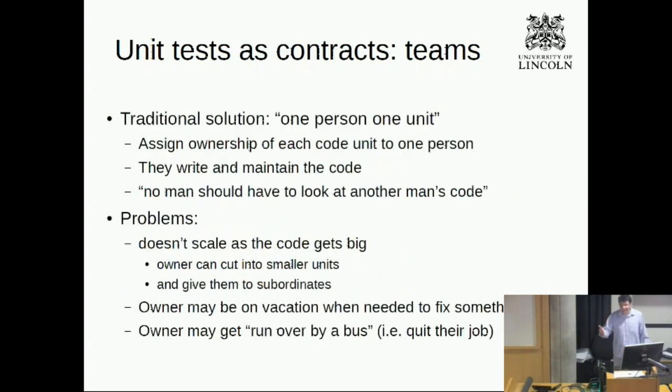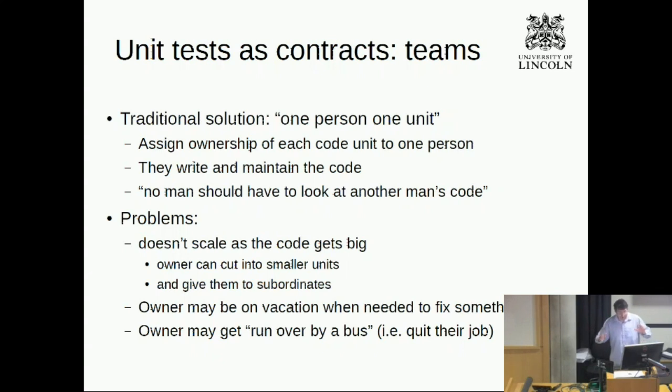The traditional solution, which I don't recommend, is one person, one unit. In a traditional software team, you say, these are all the bits of the system. Each bit is owned by a person. It's your problem to make it work. You write the code. No one else is even going to look at the code that is owned by you. It's your responsibility to make that thing work. Sometimes described as no man should have to look at another man's code, or woman, or gender-neutral person.